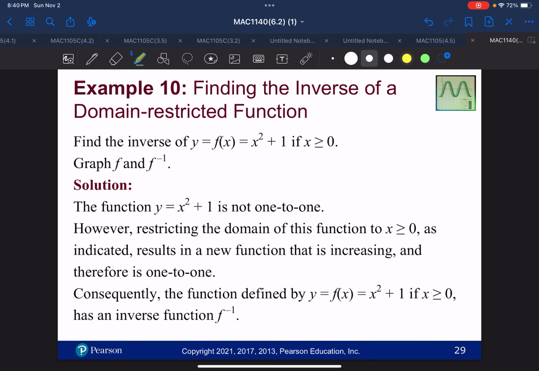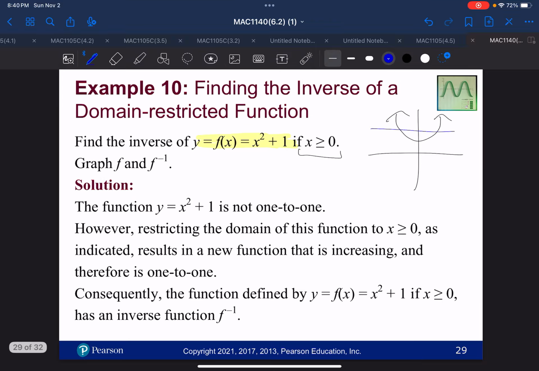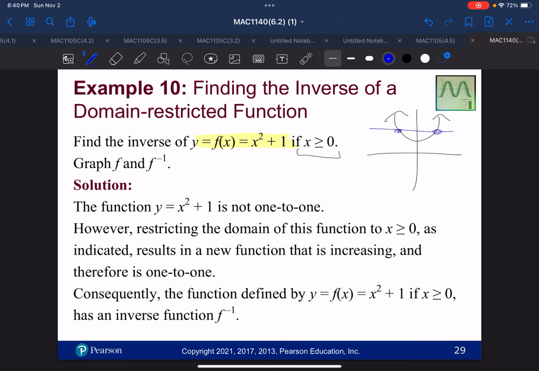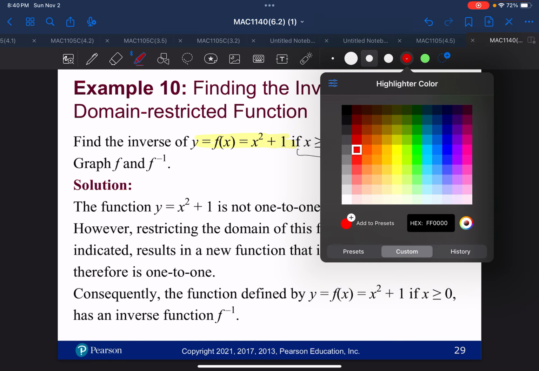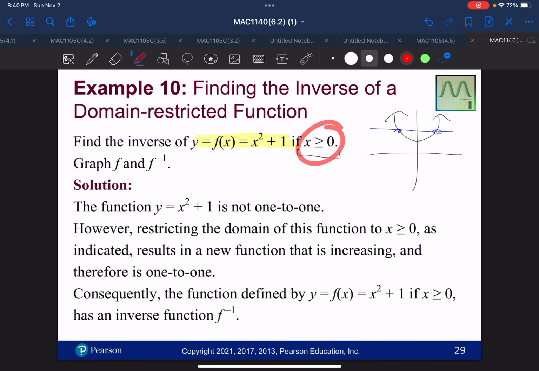So this one says to find the inverse of the function x squared plus 1 if x is greater than or equal to 0. So notice that this is the graph of a parabola shifted up 1 unit, and this is not a 1-to-1 function for all real numbers. But if I cut this off for x greater than or equal to 0, then we're only talking about this part of the function. So that part is 1-to-1.